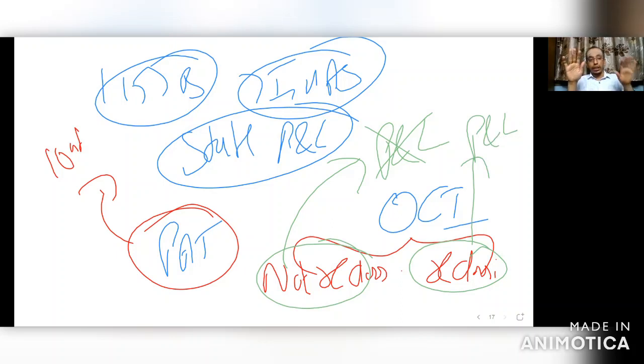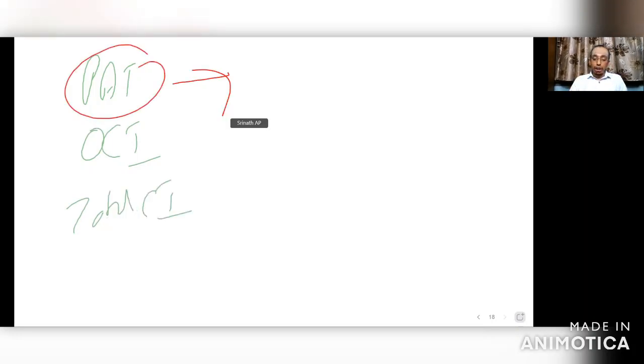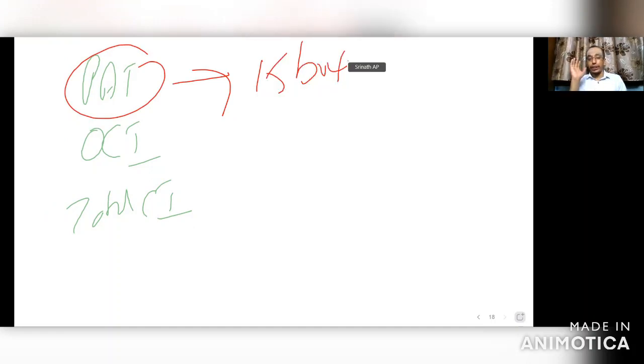Again, let's understand. It has got two parts: PAT and other comprehensive income. Then you have got total comprehensive income. So the starting point will continue to be PAT, and you will do those 15 buckets of adjustments that we discussed. That will continue.